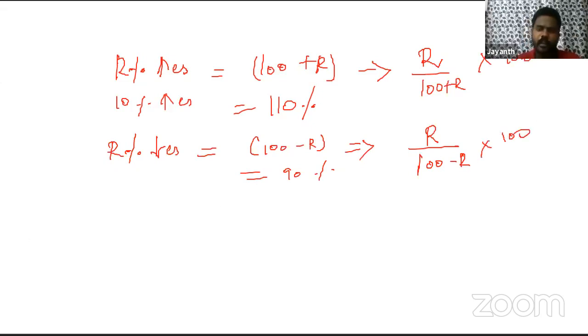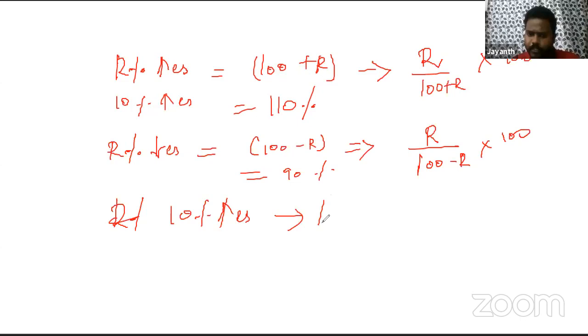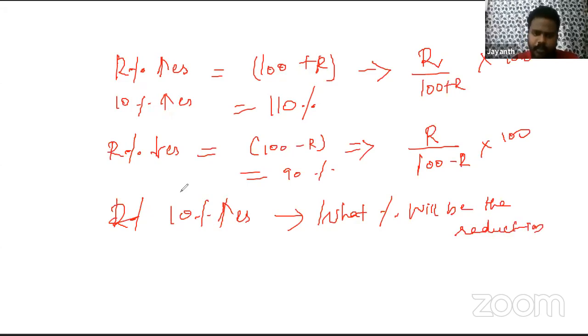So, for example, if the price of the product increases by 10 percentage, what will be the reduction in quantity? What percentage do you have to reduce in the quantity? It is 10 to 110, that is, 10 divided by 100 plus 10.